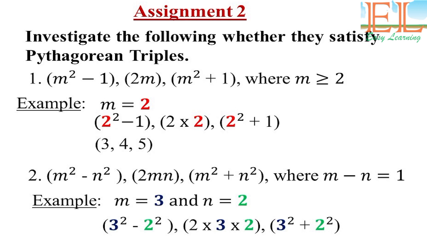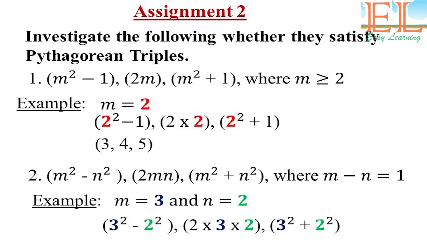So if you substitute 2 for m, the first one you get is 4 minus 1, which is 3. The second one you get 2 times 2, which is 4. And the third one you get 2 squared, which is 4, plus 1. So this will generate 3, 4, 5, which is a Pythagorean triple. And this is what I want you to look at carefully.